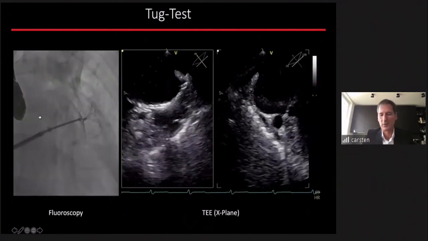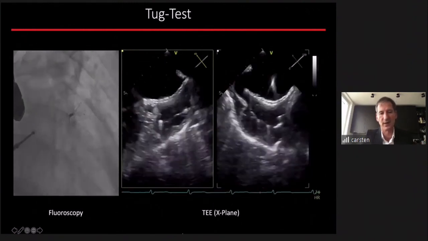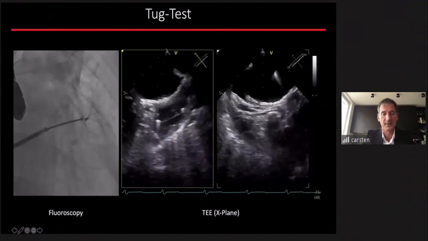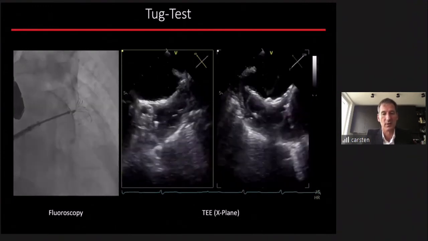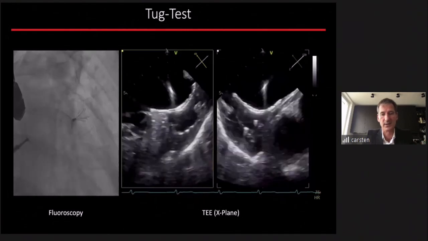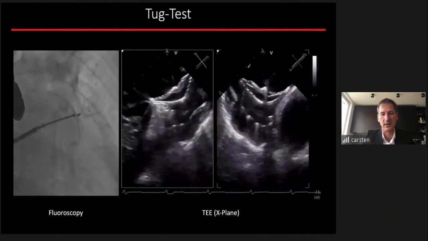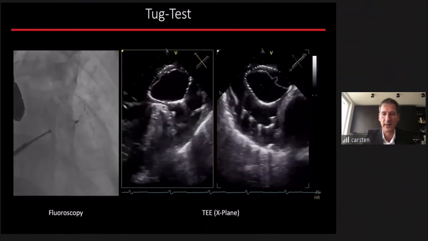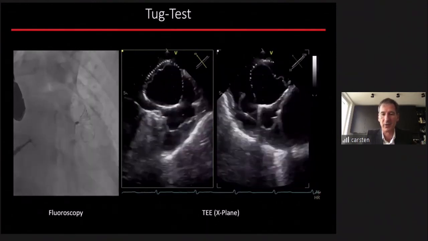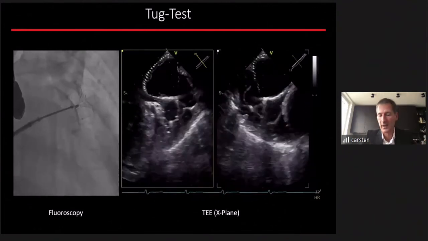So then, of course, we do some tug test. And if you have such a big device, you want to make sure that it is not embolizing. So therefore, this is quite a tug test. And we can see that in a TEE as well. It's coming up here. Again, you can see the membrane, and you can see that the umbrella is really tight and in the LAA.